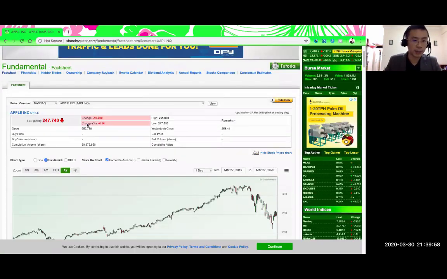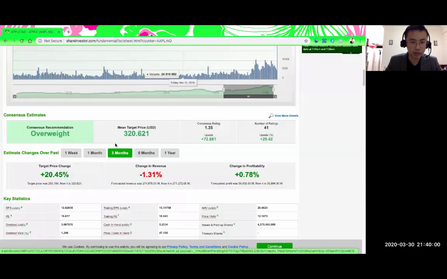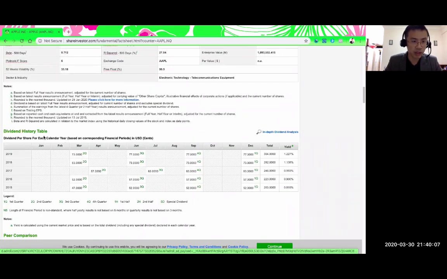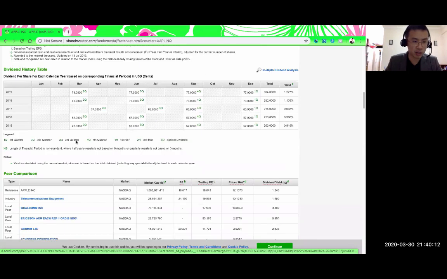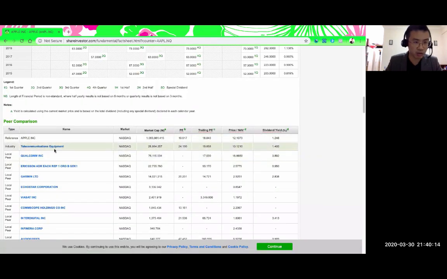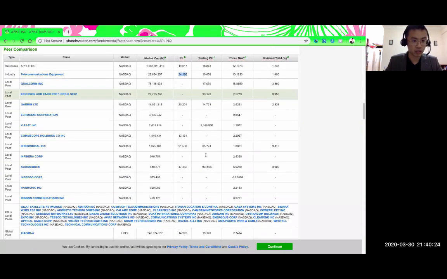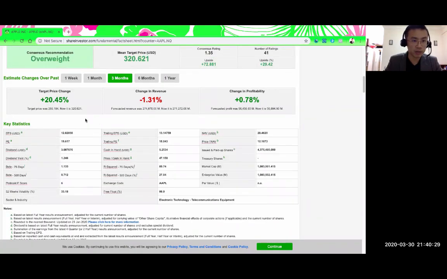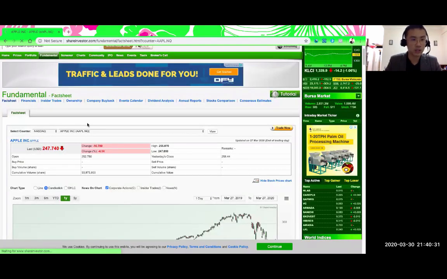So let's say I'm in Apple. You can find Apple information. Overweight, mean target price, and all the Apple dividend history: when they pay dividend, how much they pay. Peer comparison: Apple compared to the telco equipment sector, which is trading at 24 times PE. Apple compared to Qualcomm, Apple compared to Garmin. So these are all the information you can find on Apple. You can find Apple 10-year data. Go to financials.